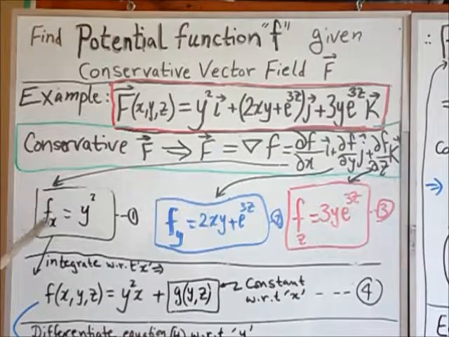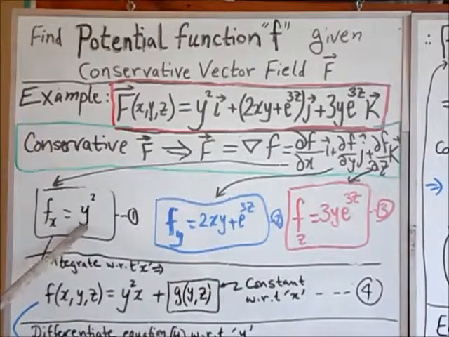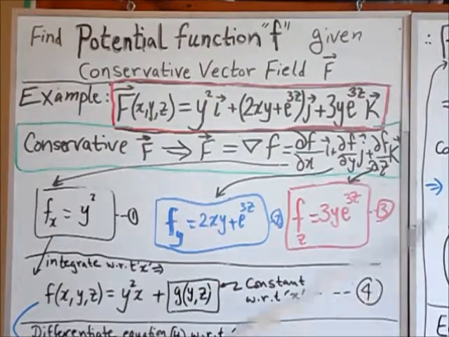Here we have the partial derivative with respect to x. So we integrate with respect to x so that we can find f. This gives us f equals y squared, which is constant here because we're integrating with respect to x. So we get y squared x plus a constant, which is another function that has no x, g of y, z.